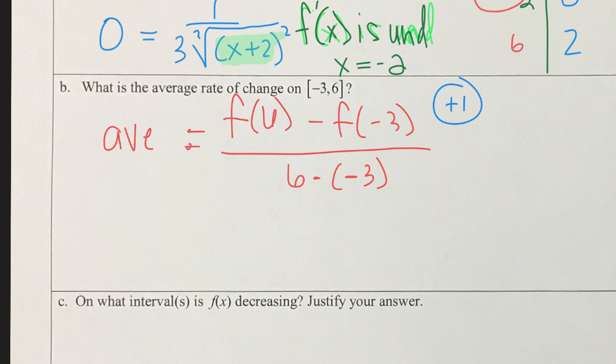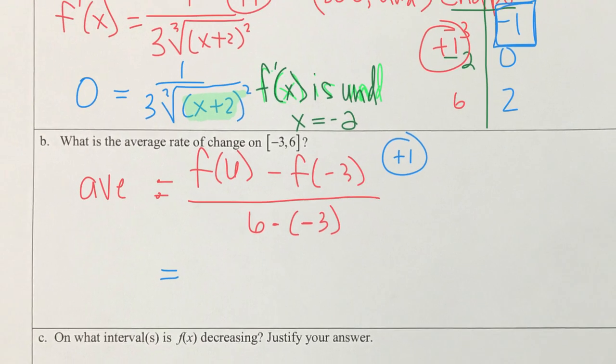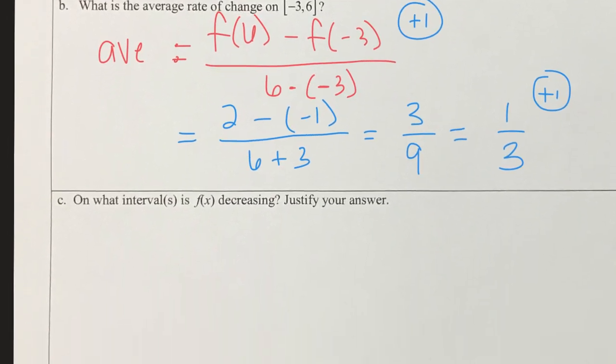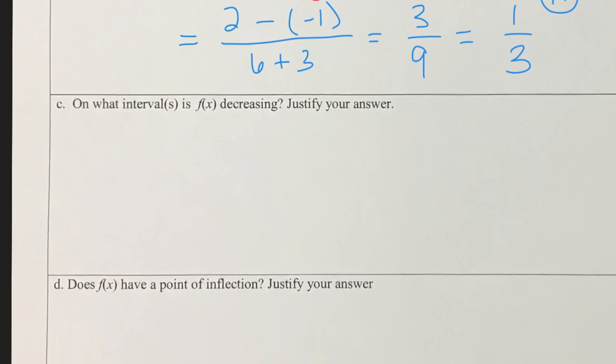So we write down f of 6 minus f of negative 3 over 6 minus negative 3. We already did these calculations up here, right? F of 6 is 2. F of negative 3 was negative 1. And then this is 6 plus 3 on the bottom. So we have 3 over 9, which reduces to 1/3. So you would get 1 point from writing down the average rate of change formula, and 1 point by answering the question.